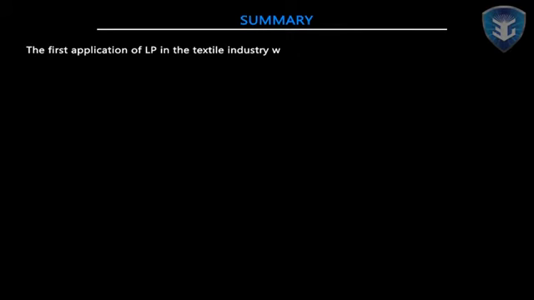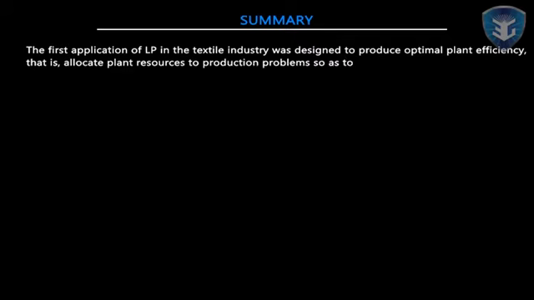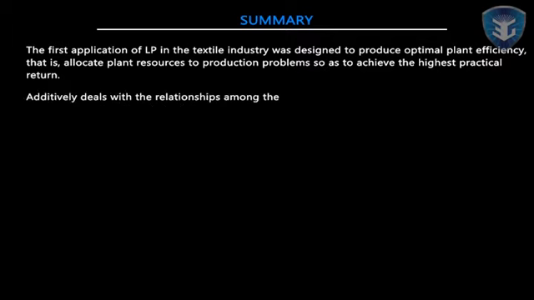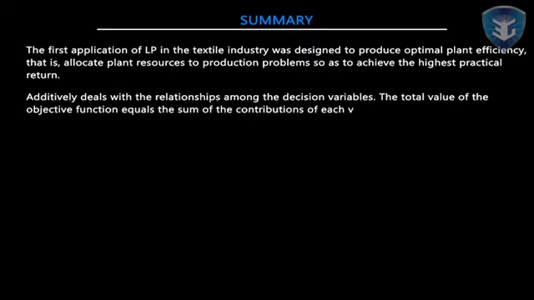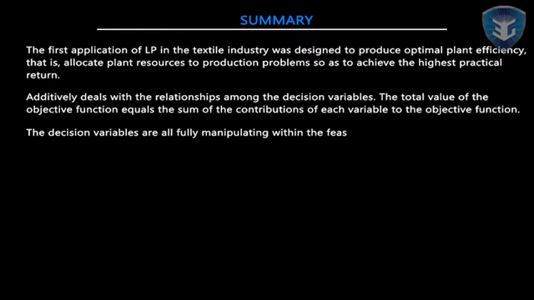Now in the end, let us summarize what we have learned in this lecture. The first application of LP in the textile industry was designed to produce optimal plant efficiency, that is, allocate plant resources to production problems so as to achieve the highest practical return. Additivity deals with the relationships among the decision variables. The total value of the objective function equals the sum of the contributions of each variable to the objective function. Decision variables are all fully manipulable within the feasible region and are under the control of the decision maker.